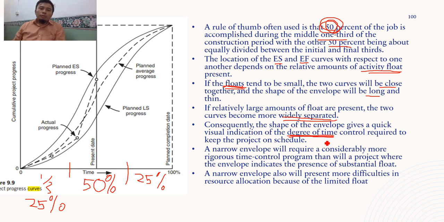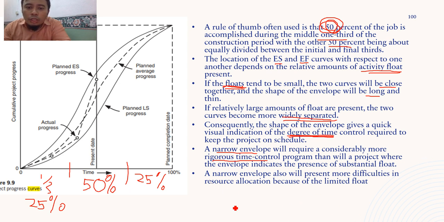So you have a sense of time control. If it's a narrow envelope, you can see here, a narrow envelope requires a more rigorous time control program. So you really need to control your tasks. You don't have any large amount of slack, large amount of float. So everything needs to be on schedule. You need to control if it is being delayed, but you have a very small opening, very few days of delay that is acceptable for you to maintain the finish date of the project.